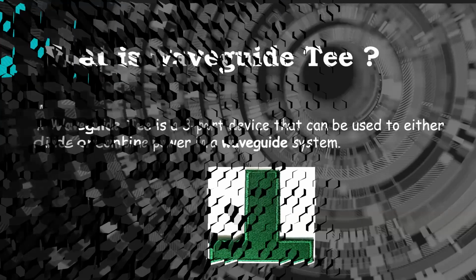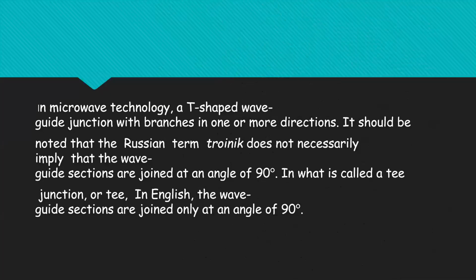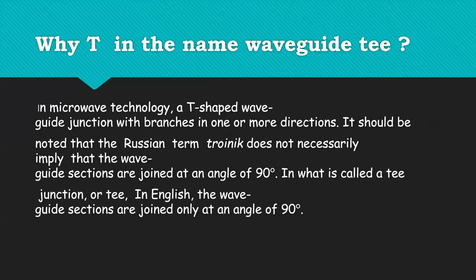Next, why is it called a waveguide T? We are all familiar with the English alphabet T, which is joined at an angle of 90 degrees. Even in the waveguide, the sections are joined at an angle of 90 degrees, so the name waveguide T.